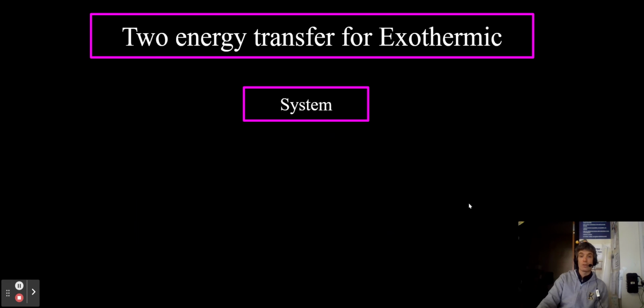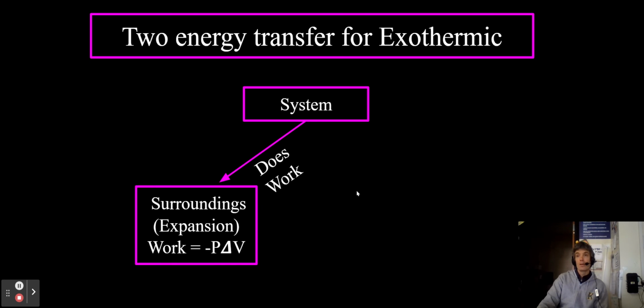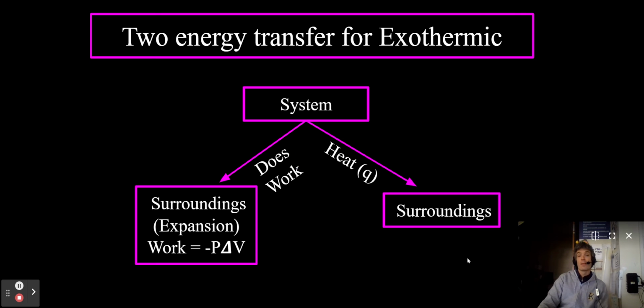And the two ways for exothermic, for the system to do work on or to transfer energy to the surroundings, is the opposite, where it can expand the surroundings and it can also heat it.